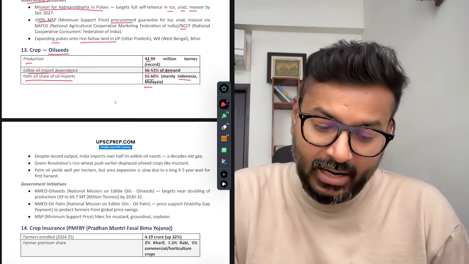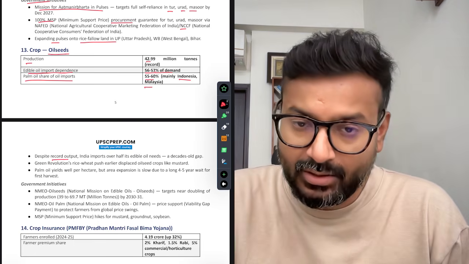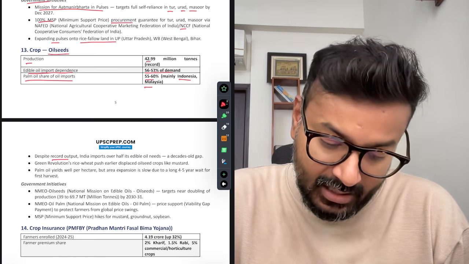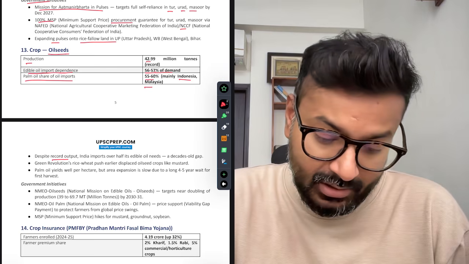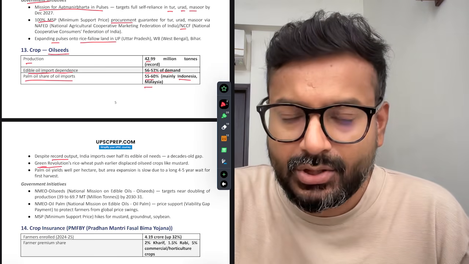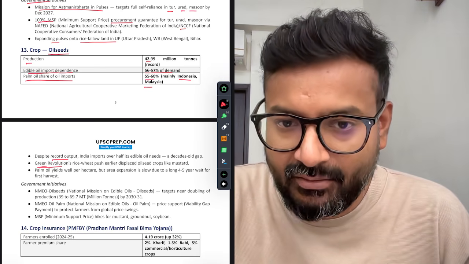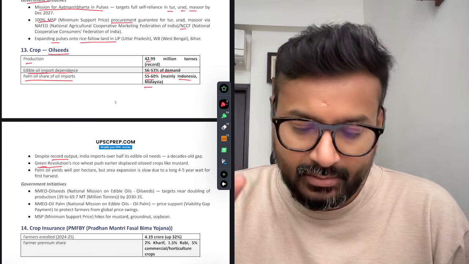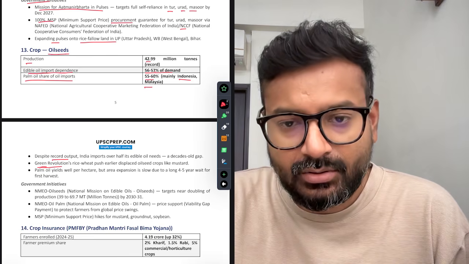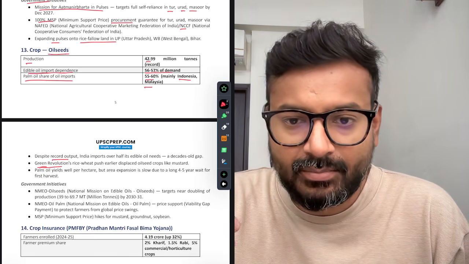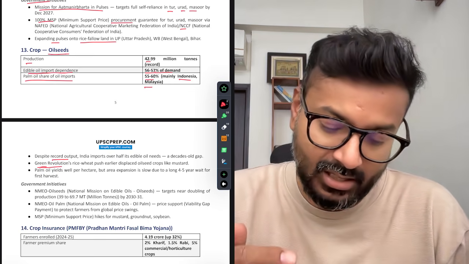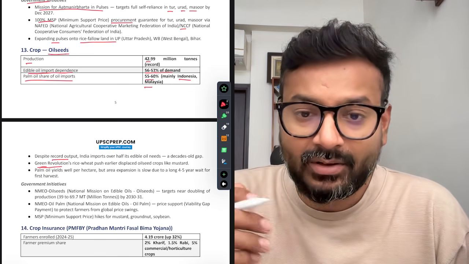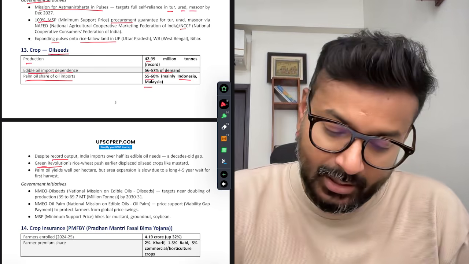Okay, so despite record output, we are over half import dependent, and this is a direct result of the green revolution, because in the green revolution a lot of push was on rice and wheat, and oil seeds like mustard, which used to grow in Punjab, Haryana, Western Uttar Pradesh, were replaced by rice and wheat, and therefore the production has decreased at that point of time, and we have not yet been able to recover.